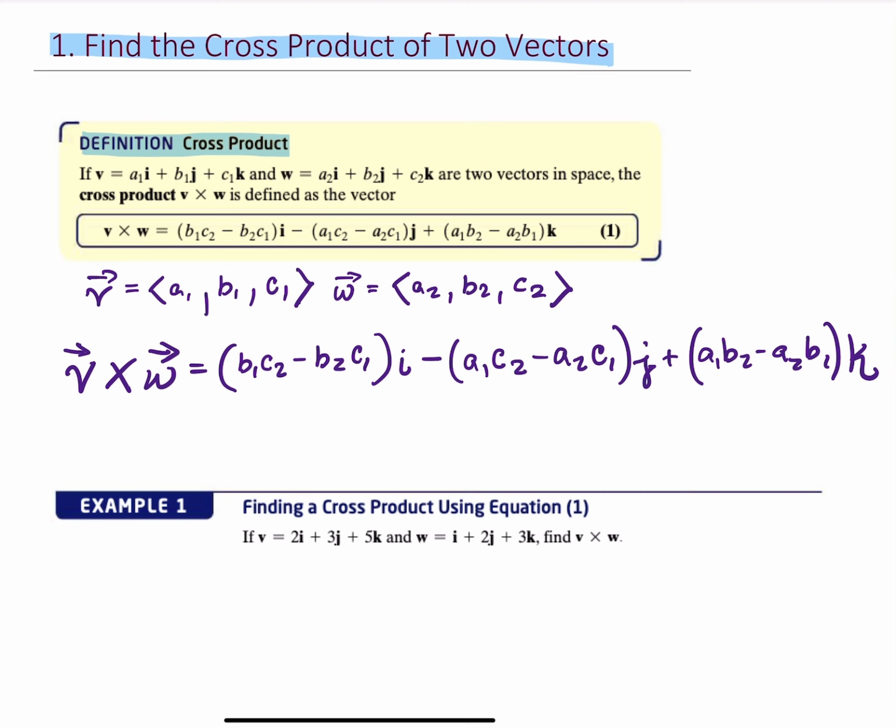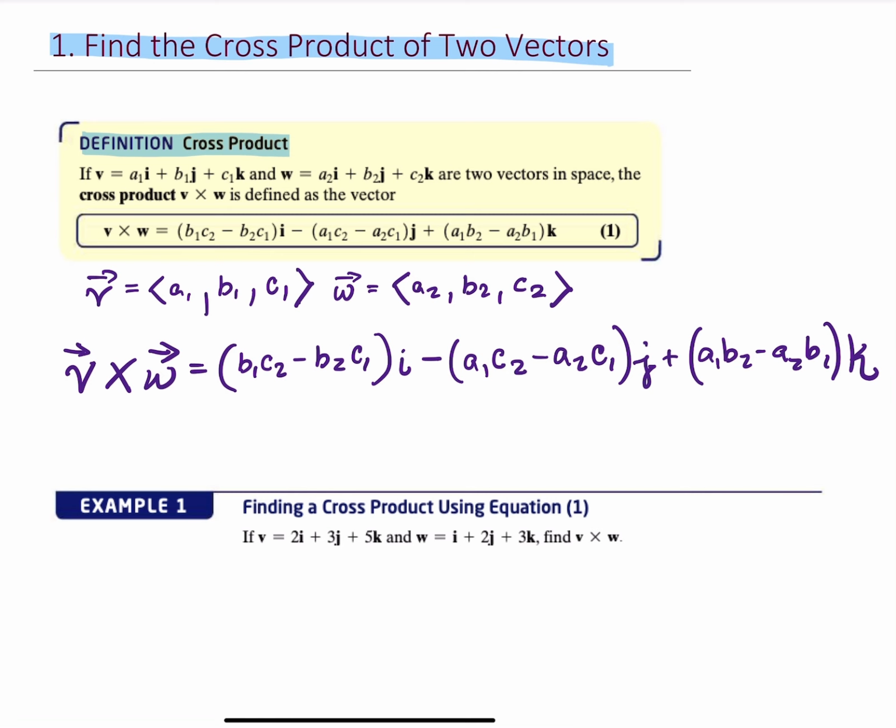So notice we get a vector as the result of the cross product. This makes it different from the dot product that gave us a scalar. We just got some value at the end. Here, when we cross two vectors, we get another vector, and we'll see how this new vector relates to the other two.